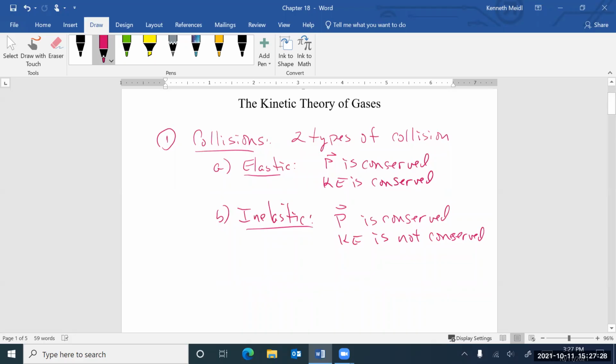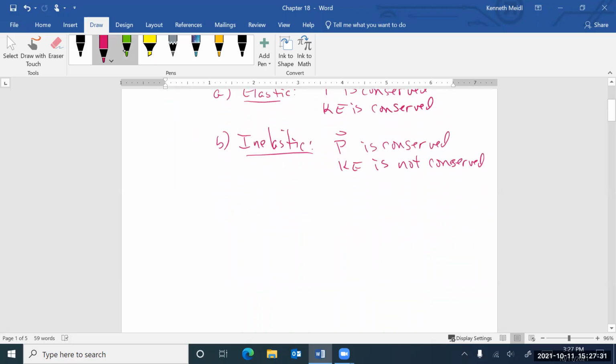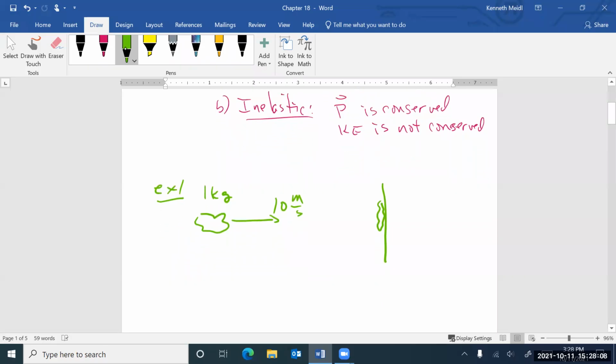Okay, so let's say, for example, you have this chunk of clay here, and let's say it's 1 kilogram, and you throw this at 10 meters per second, and it hits the wall, and it just sticks, right? So you've got something like Play-Doh, it hits and it sticks. This is a totally inelastic collision. It had kinetic energy. Now it's stopped. It has none.